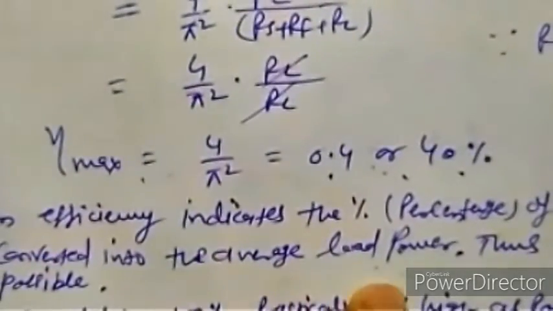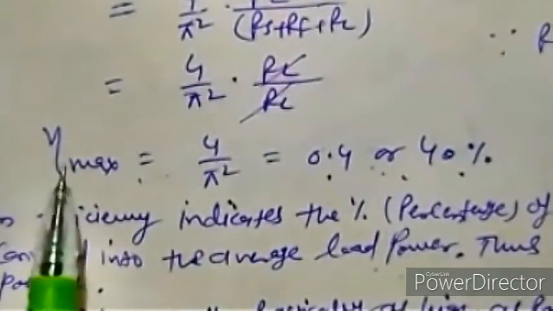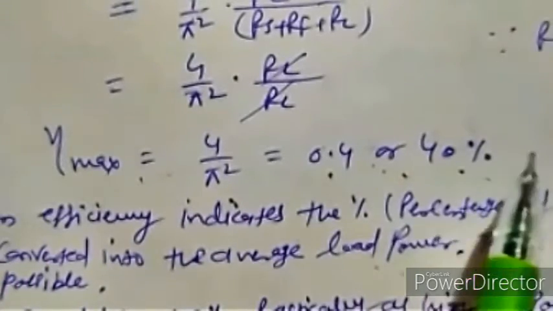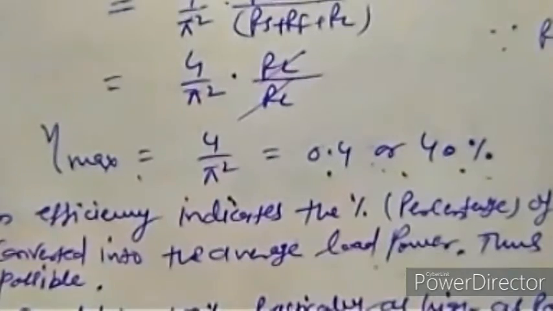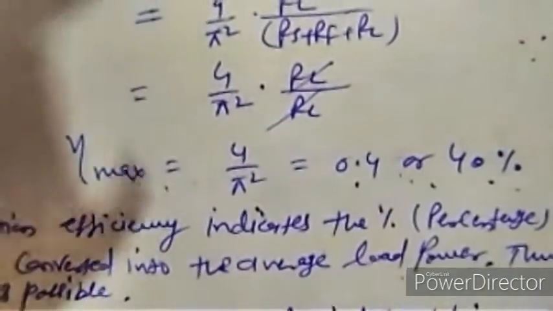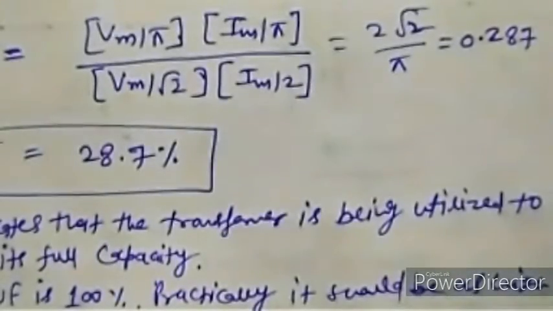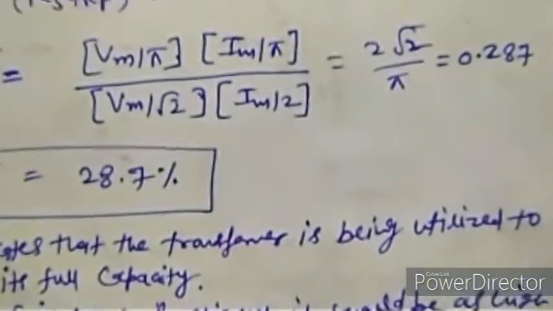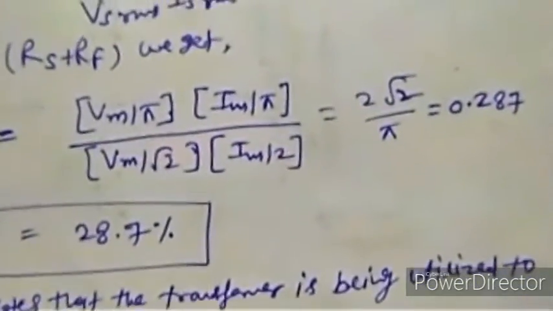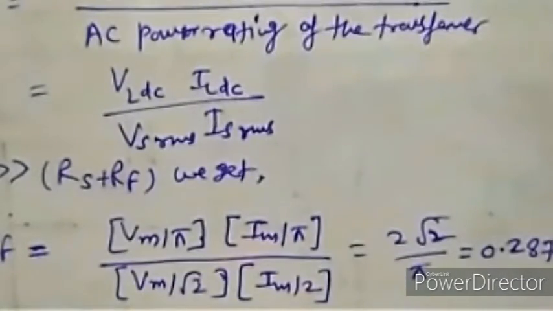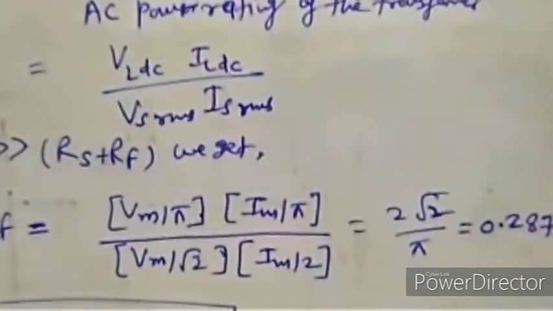Students, in the last lecture we were discussing the efficiency of the rectifier, which we have already calculated. Eta max is equal to 40%. Now the next parameter we are going to discuss today is the transformer utilization factor, TUF. It indicates how well the input transformer is being utilized.